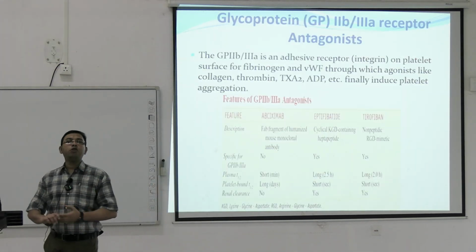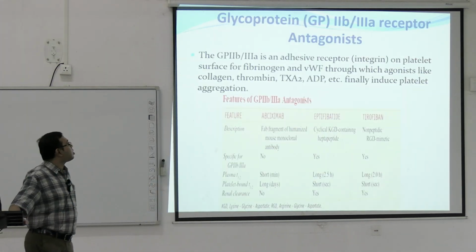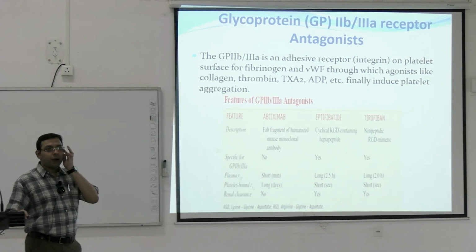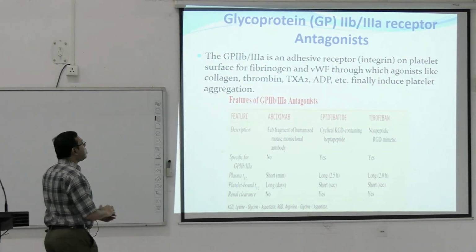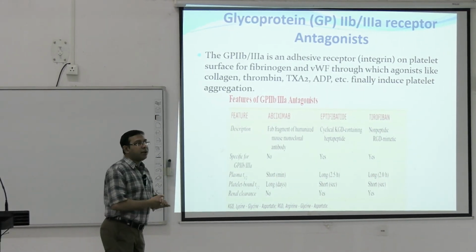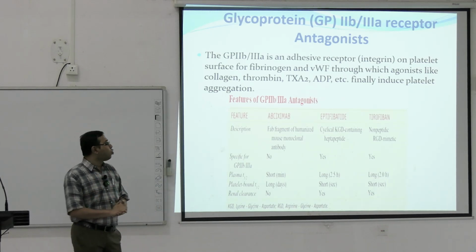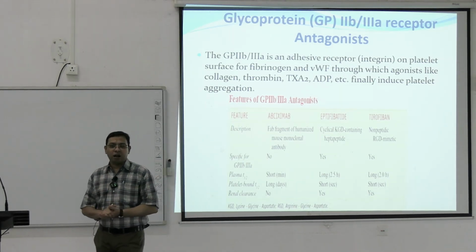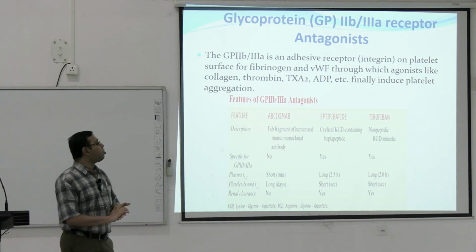Now coming to the GP IIb/IIIa receptor antagonists. So GP IIb/IIIa is another receptor that is also needed for platelet adhesion and aggregation. There are three agents under this group: abciximab, eptifibatide and tirofiban. There are three drugs. These are the GP IIb/IIIa inhibitors.